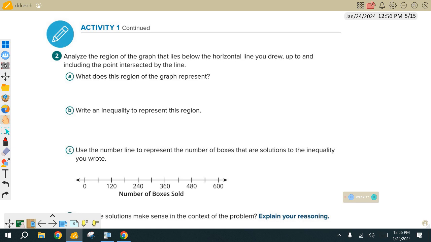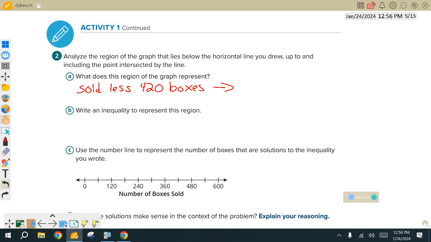What does this region of the graph represent? Sold less than 420 boxes. And what does that imply then? If we sold less than 420 boxes, is Allen going on his camping trip? No. How much money did Allen make compared to $1,600? Did he make more or less than $1,600?